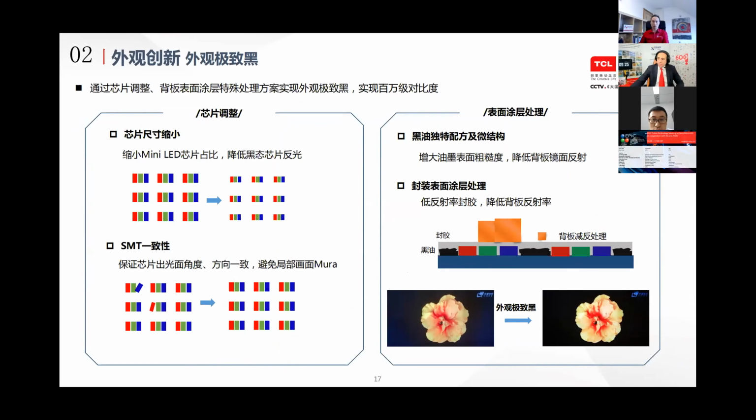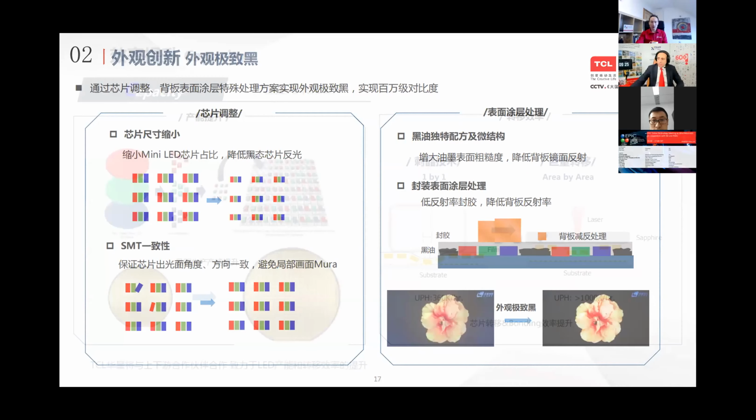So for this particular part, this is something about the extreme dark. And I think that one is the processing of the IC and also some consistency treatment of the SMT. And another is surface processing. So for example, one is for the interface and the other is a restructuring of the formula of the sealant. So we can make the contrast as beautiful as possible by doing that.